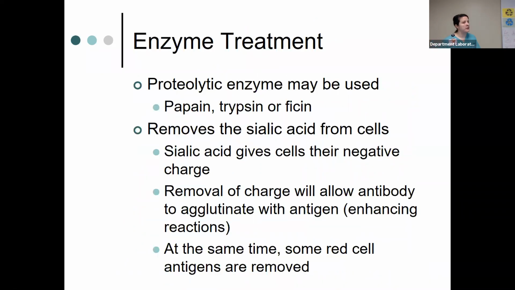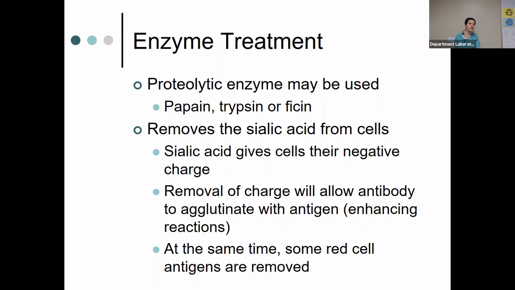Okay, so enzyme treatment. You might hear it referred to as ficin, you might hear it referred to as papain, but what it is, is a proteolytic enzyme, and what it does is it breaks off the sialic acid from the cell membrane. So when we're doing enzyme treatment, we are treating the cells, which is different from neutralization, where we treat patient plasma. So enzyme treatment is the cells.